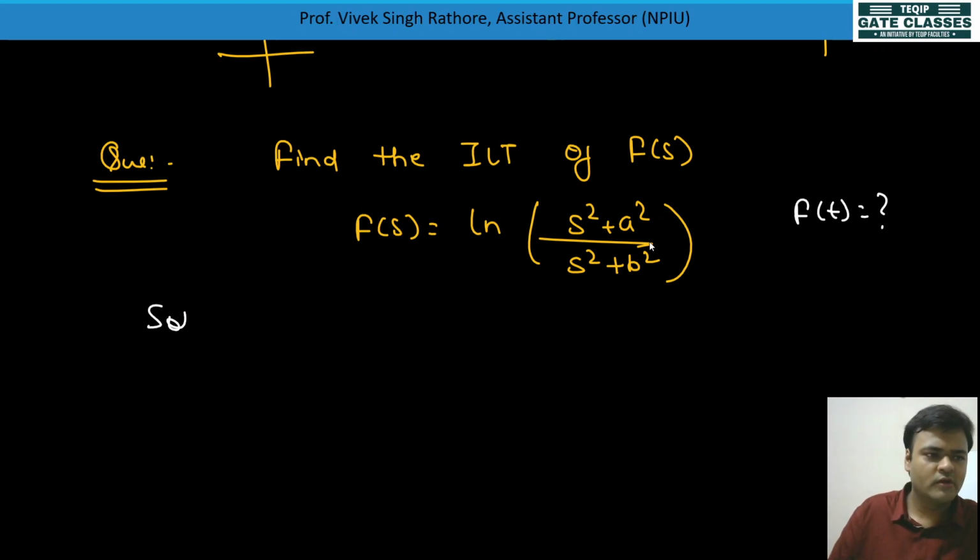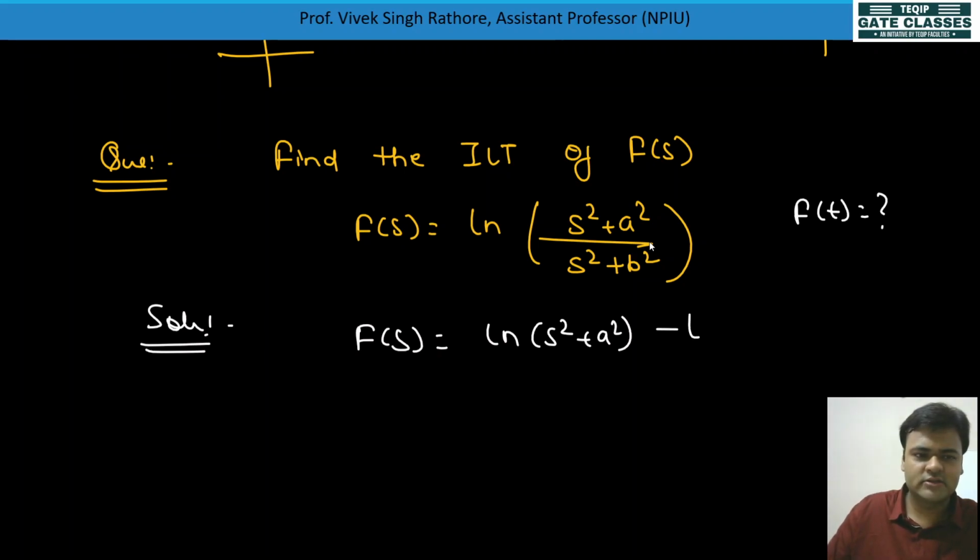How will you do it? First of all, pause the video, try by yourself, and then see the video. F(s) can be written as ln(s² + a²) minus ln(s² + b²). This you can write, since log(a/b) is equal to log a minus log b.